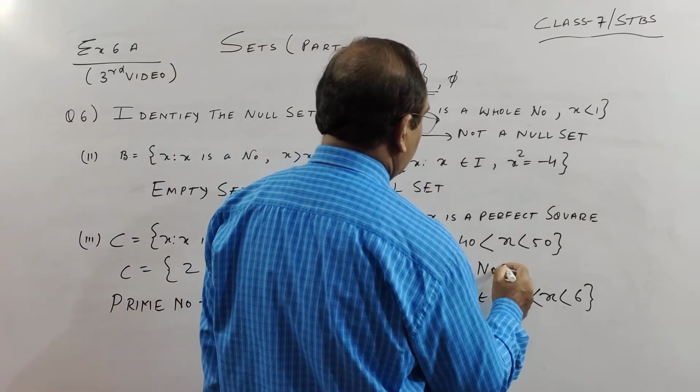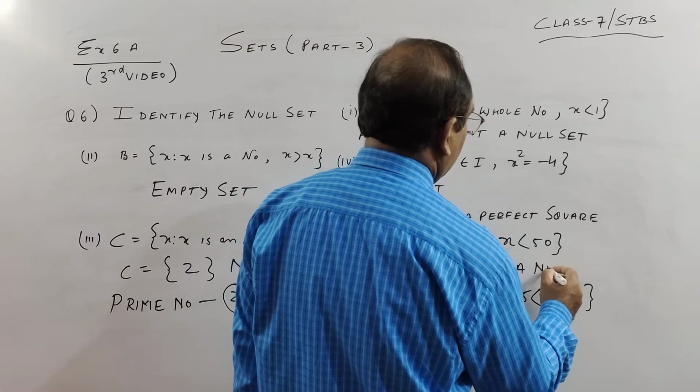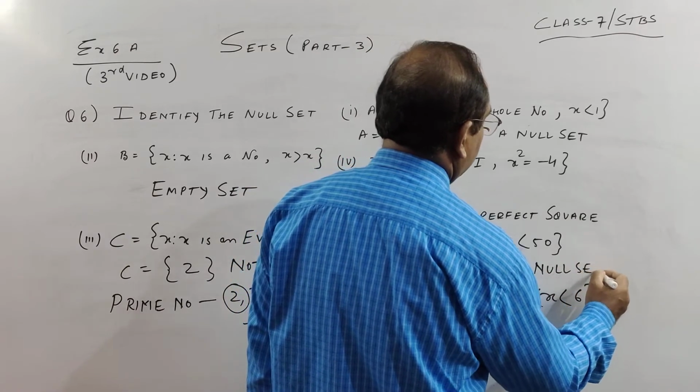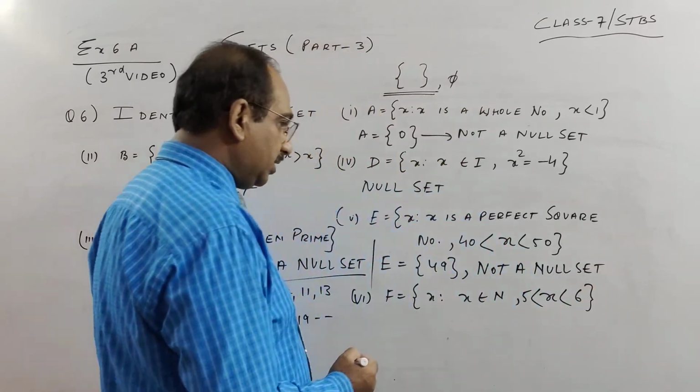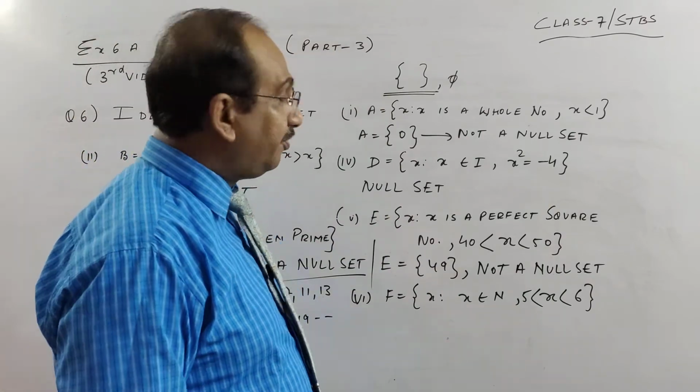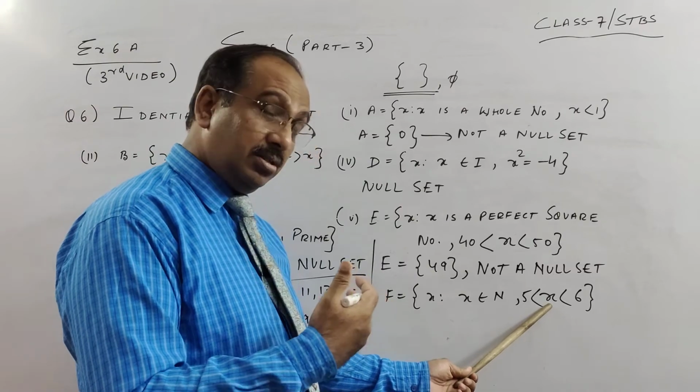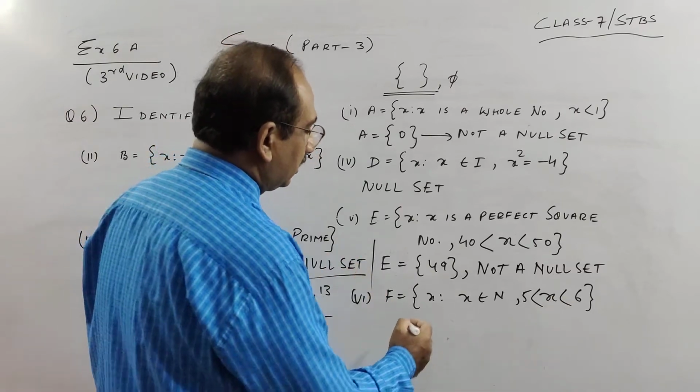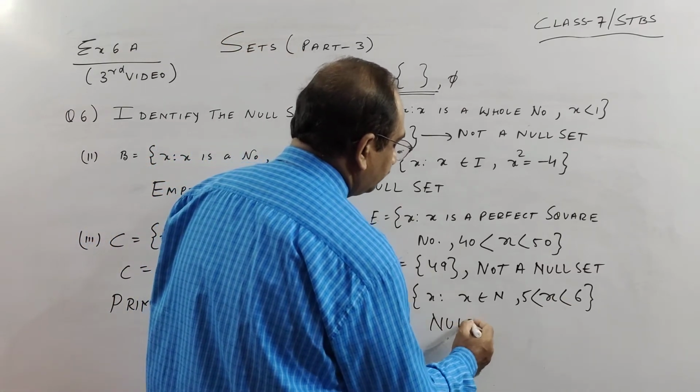So this is also not a null set or empty set. It has an element 49. Last one, children, the set of natural numbers between 5 and 6. See, leaving 5 and leaving 6, so it's a null set.